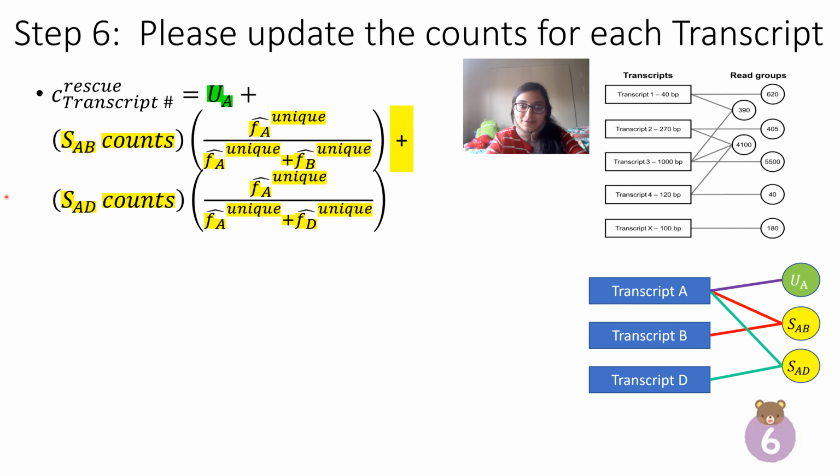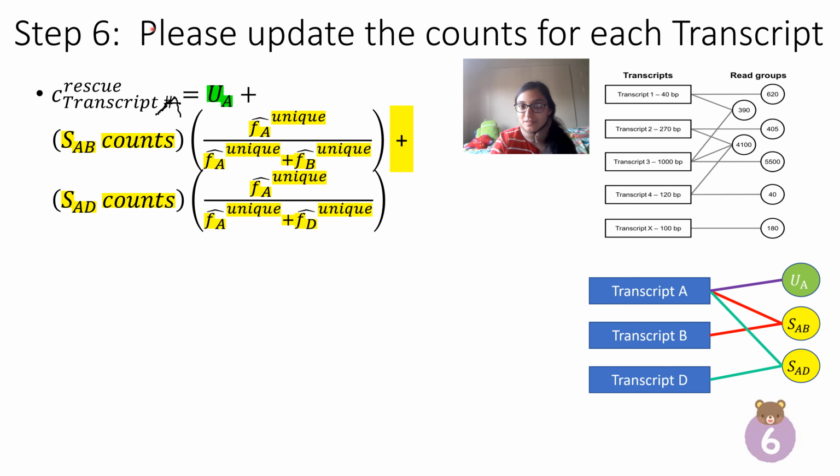So this is the whole formula here, and this would be for transcript A. So for A, the rescue for this transcript for now would be UA and these values. And again, it's like an expectation maximization. We have some initial value here, and we're going to make some updates as well. It's an iterative process where we're always working towards getting a better result.